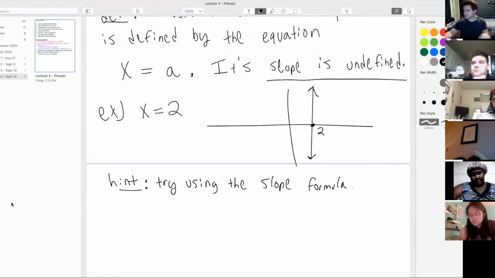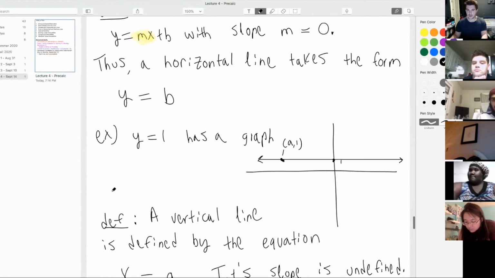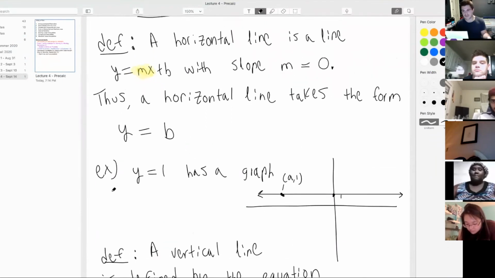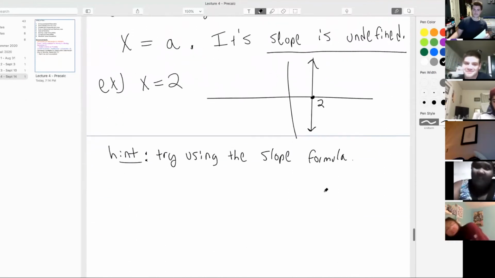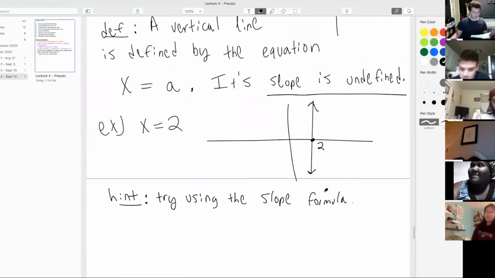For a horizontal line, does it have undefined slope or no? Nope. I wrote in the definition of a horizontal line, it has slope 0, which you can check by using the slope formula. So that'll be a question on the homework.